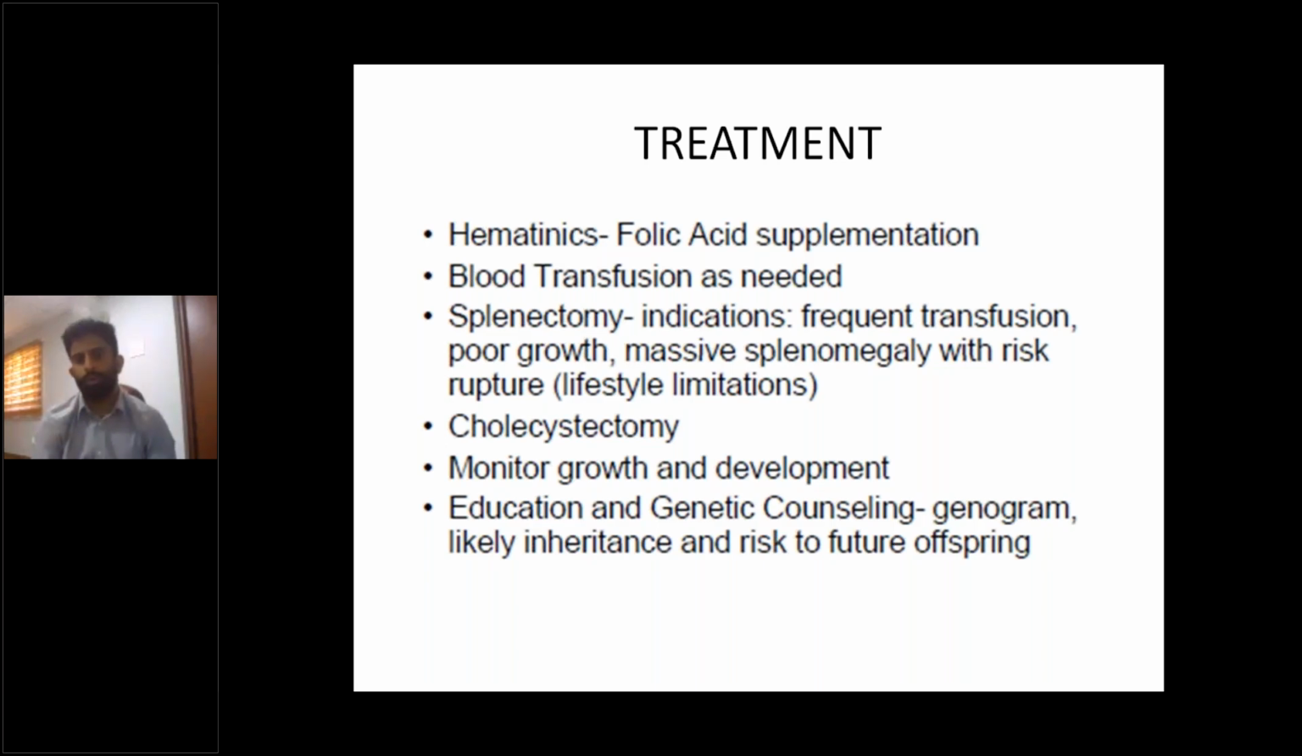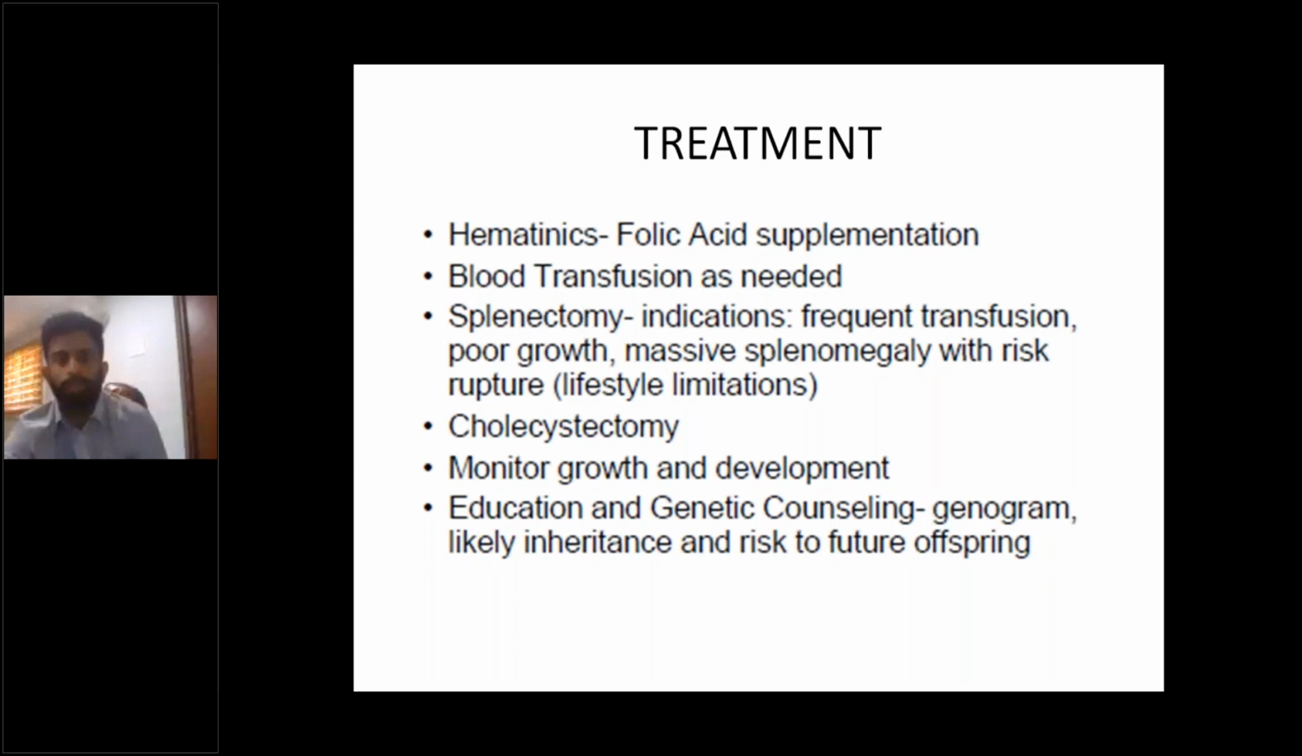Before splenectomy, you all know that you have to give vaccinations in the form of pneumococcal, Haemophilus influenzae, meningococcal, and pneumonia vaccines. So all capsulated organisms, you have to give vaccinations before splenectomy, at least 6 weeks before, for 3 doses. Then cholecystectomy will need to be done in case of cholelithiasis, because most of the patients will develop cholelithiasis. Monitor the growth and development. Education and genetic counseling in the form of genogram, likely inheritance and risk to future offspring can be assessed through this.